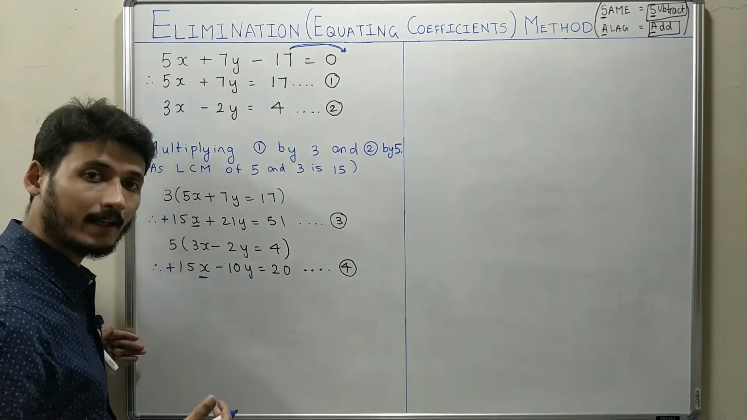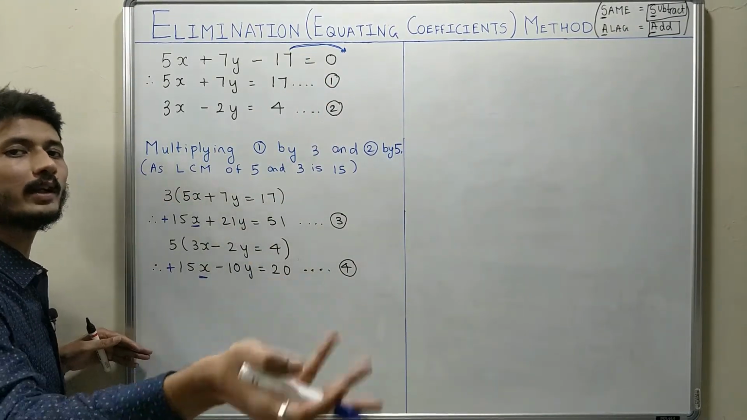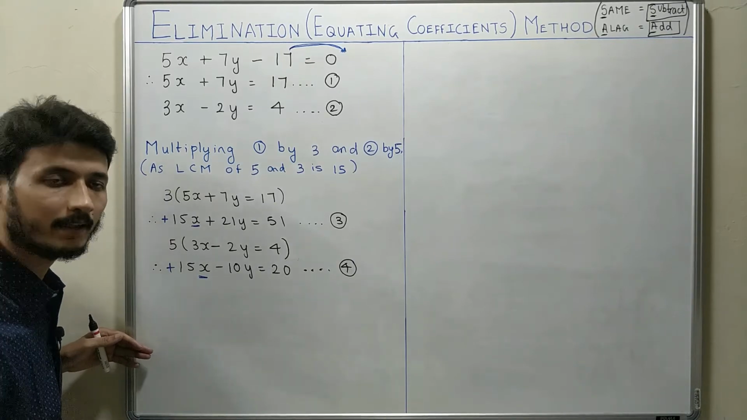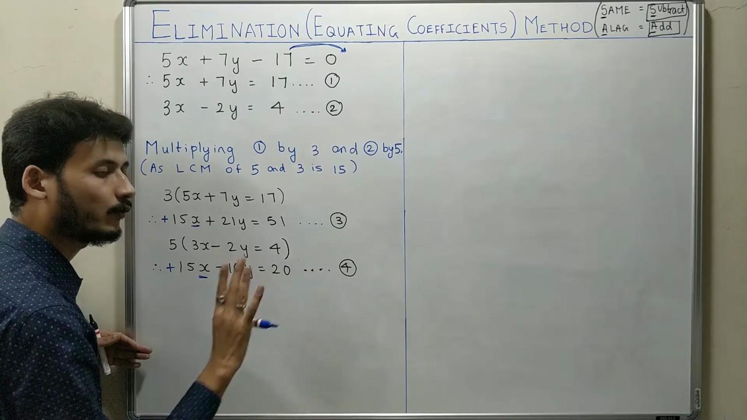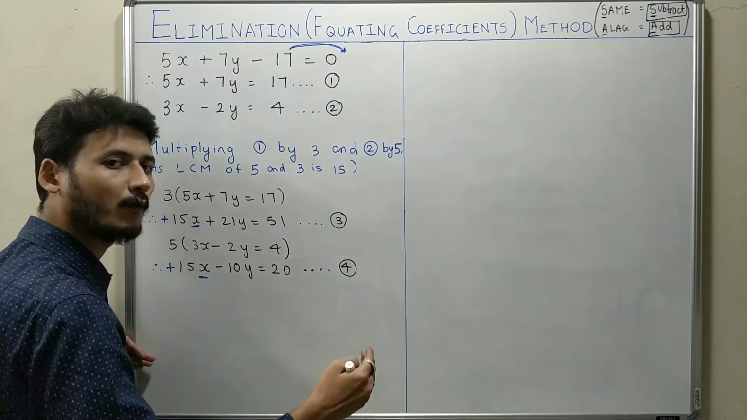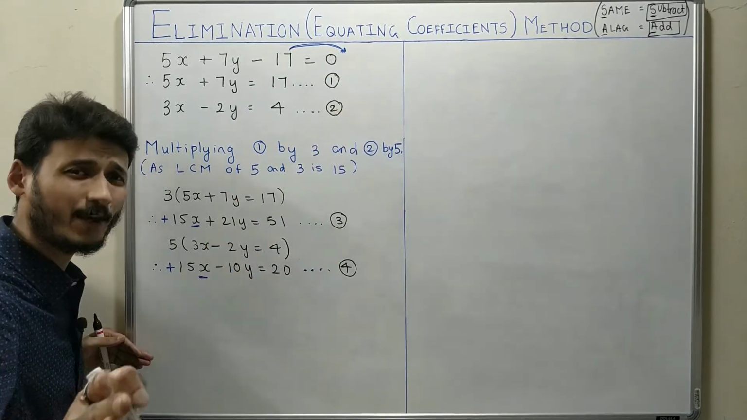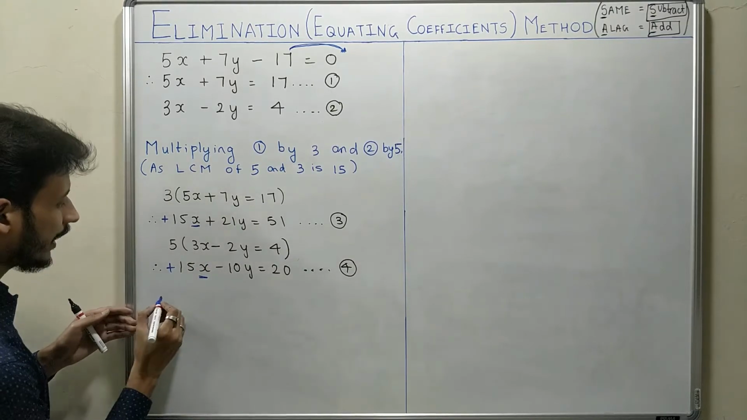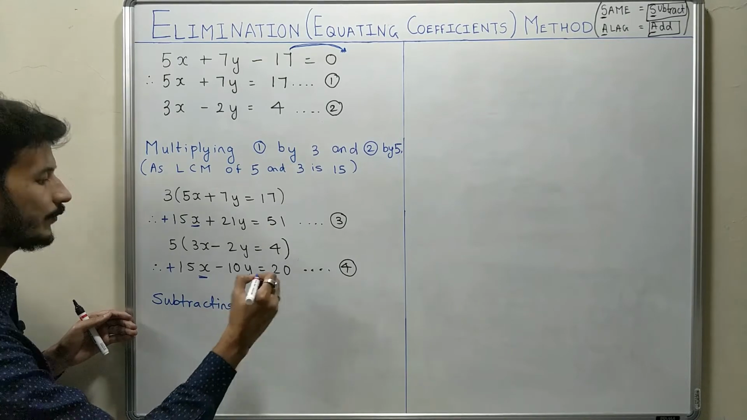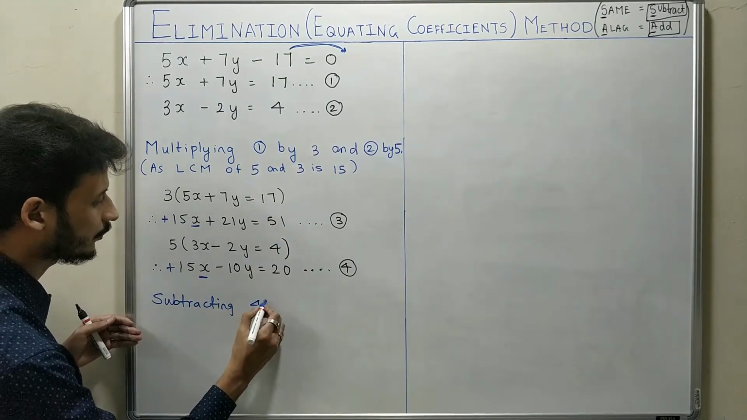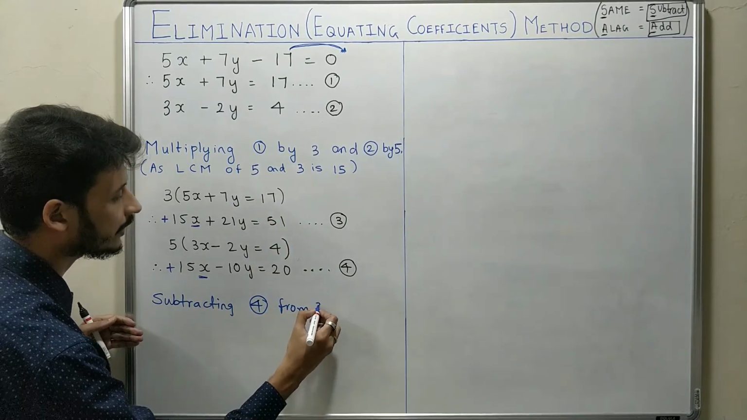Whichever equations have the same coefficient, we have to subtract or add those two equations depending on their signs. So here, which equations have the same coefficient? 3 and 4. So we need to subtract 3 and 4, not 1 and 2. I hope it is clear. So subtracting 3 from 4 or 4 from 3, whatever you like. I am subtracting 4 from 3.